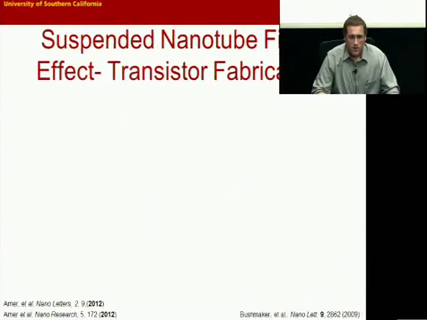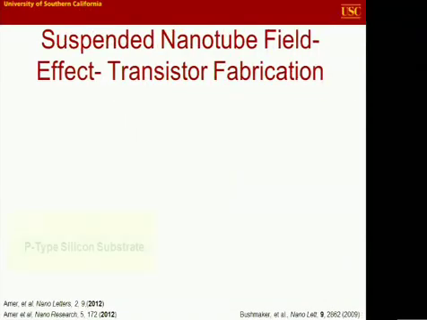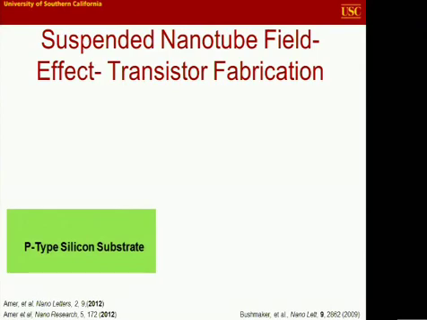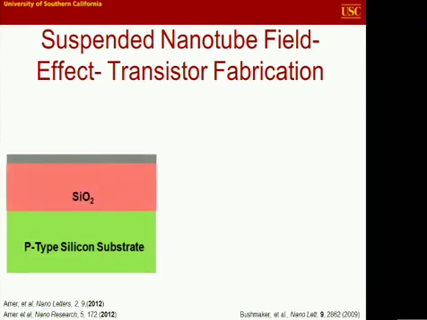Now, from an electrical engineering perspective, what we do is we create suspended carbon nanotube field effect transistors, and the way we do this is by having a p-type silicon substrate with a pre-grown silicon oxide and silicon nitride, and then we etch a trench that is about 500 nanometers into the silicon oxide and the silicon nitride, and then we deposit electrodes on top of the silicon nitride and in the middle of the trench.